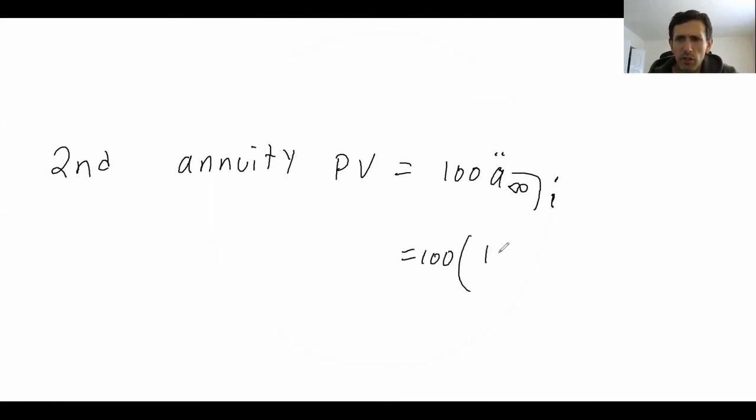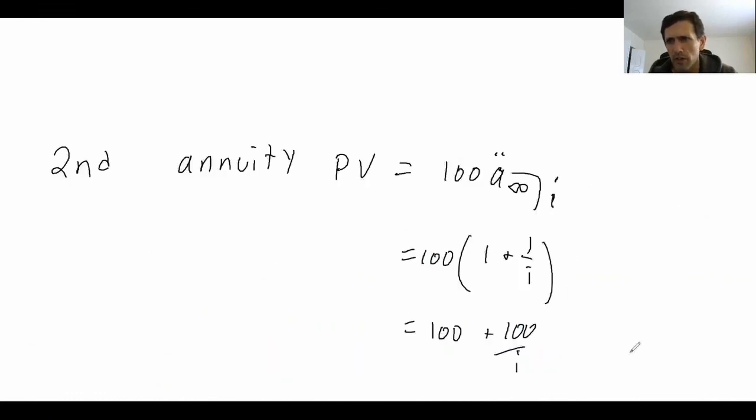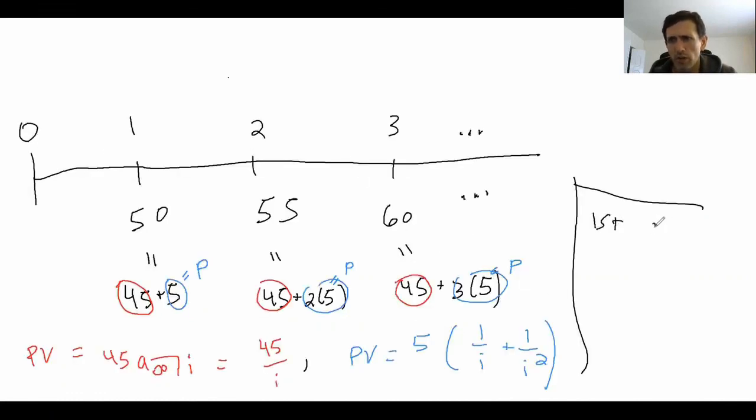And the formula is 1 plus 1 over I. So it's just 100 plus 100 over I. Using the same language, the first annuity total: we just add these two up, and that's 45 over I plus 5 over I, which would be 50 over I plus 5 over I squared. So these two present values we're given are equal.